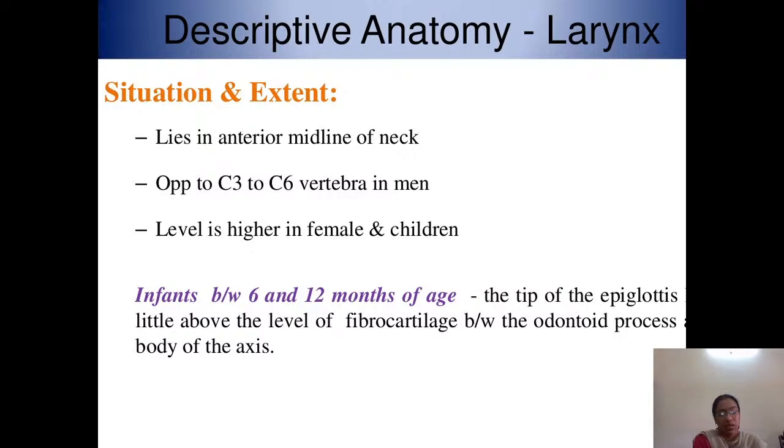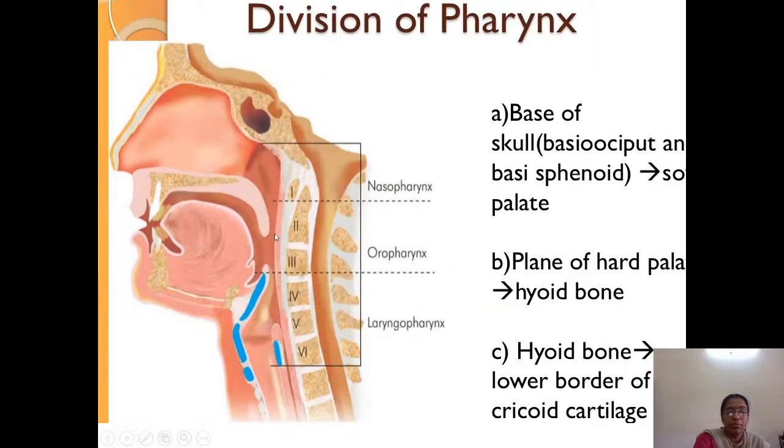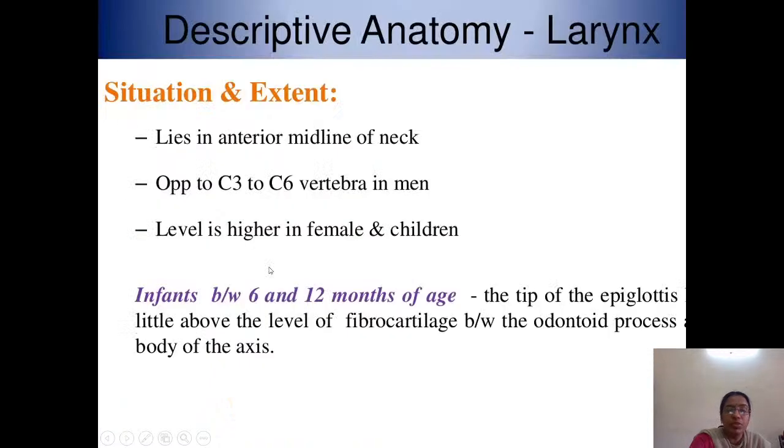When you see the situation and extent, that is the morphology of the larynx, from where to where in the neck it is present. It is also called the voice box. So the larynx itself is a voice box. It lies in the anterior midline of the neck. So this is the anterior midline in the neck, and this part is where you come across the larynx.